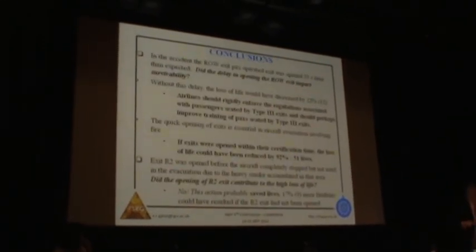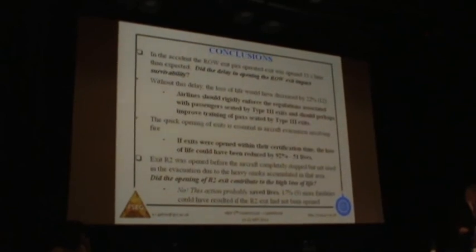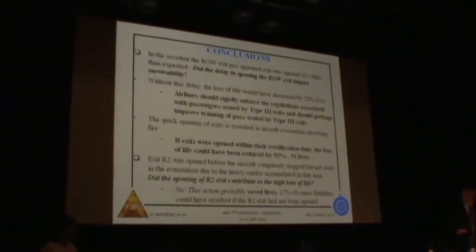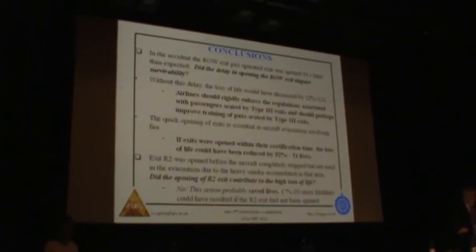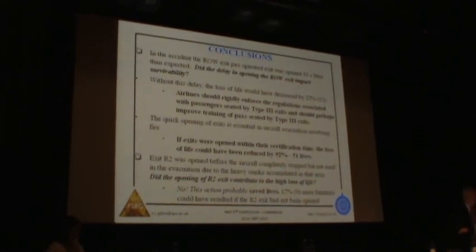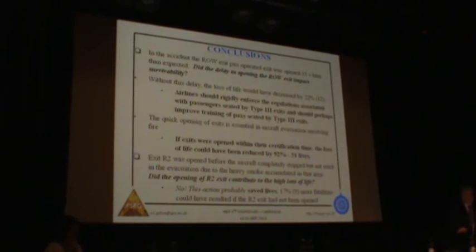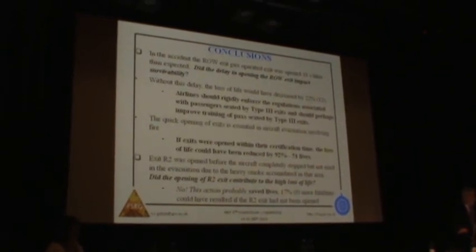The narrow aisle aperture severely restricts the flow into 2 exits, and you don't achieve the full benefit of having those two exits open, but it's still better than having only one exit open. In the accident, the right overwing exit, a passenger-operated exit, was opened 33 seconds later than it should have been, and the question was, did the delay in opening the right overwing exit impact survivability? Well, the answer to that is, without this delay, the loss of life would have been decreased by 22%, or 12 souls would have been saved.